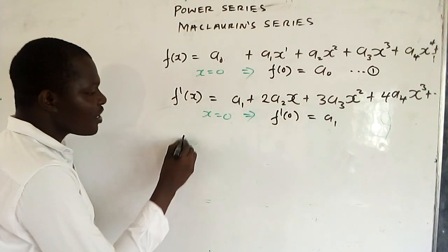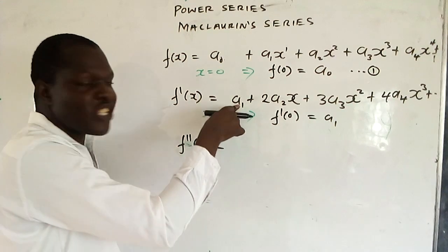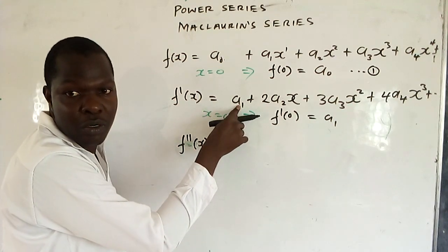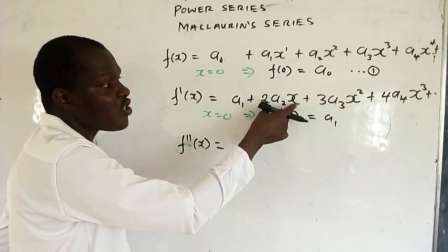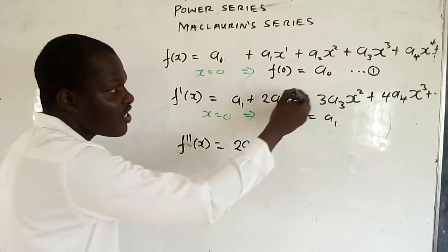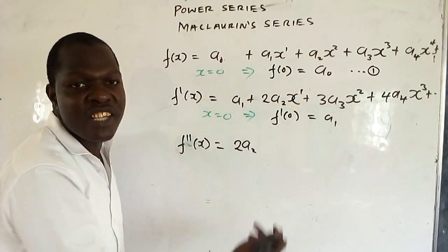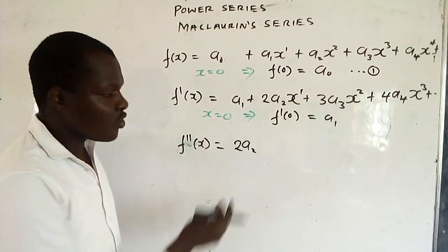So if you differentiate this for the second time, it becomes f double prime, isn't it? If you differentiate a constant, it becomes 0. Are we together? If you differentiate 2a₂x, you remain with 2a₂. See, this is x raised to power 1. So this 1 times this, then you reduce the power by 1, you remain with x raised to power 0, which is 1, isn't it? So you remain with the 2a₂.